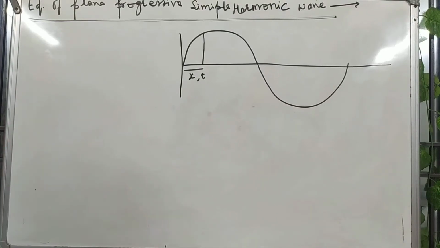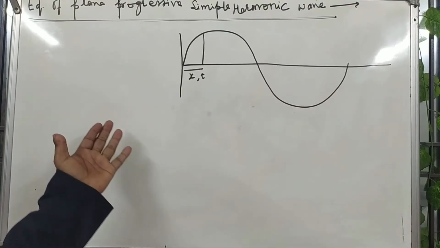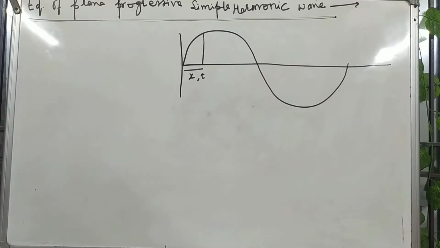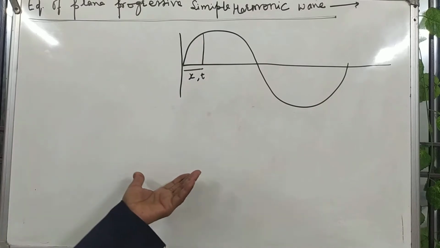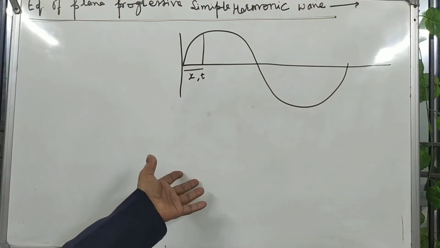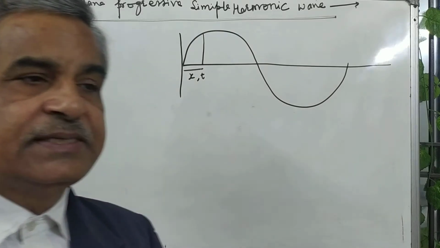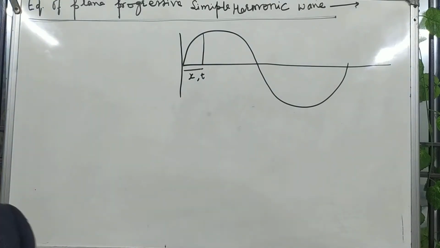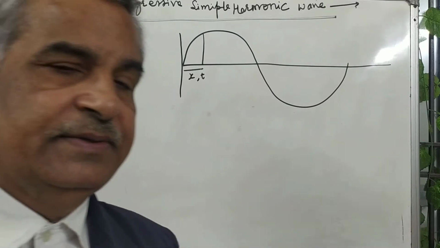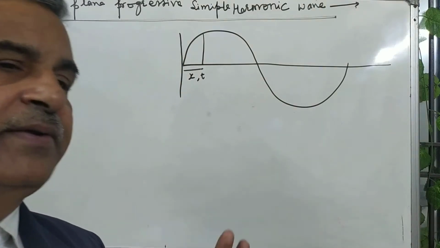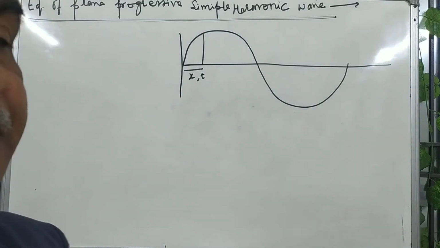Hello, students. We are going to study the equation of plane progressive simple harmonic waves. It is very important, because if this is not clear to you, the waves will not be clear to you. You will cram, you will do rectification, but it will not be clear.